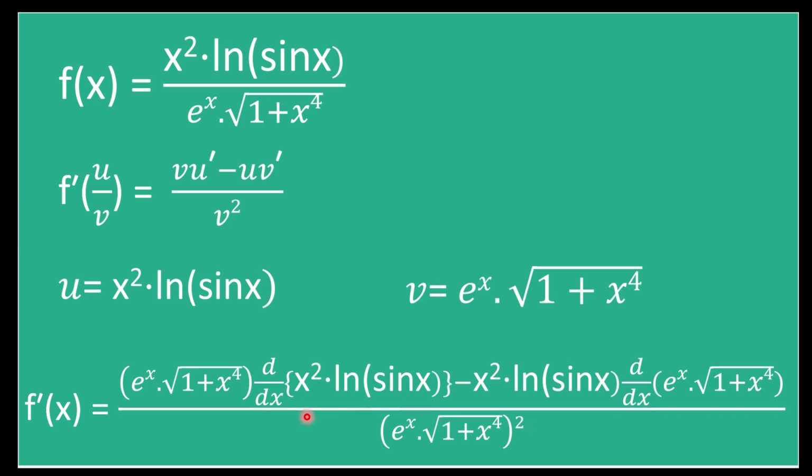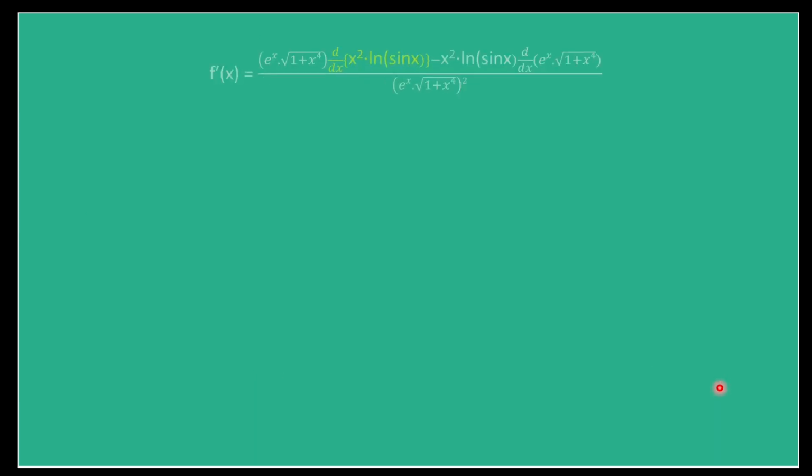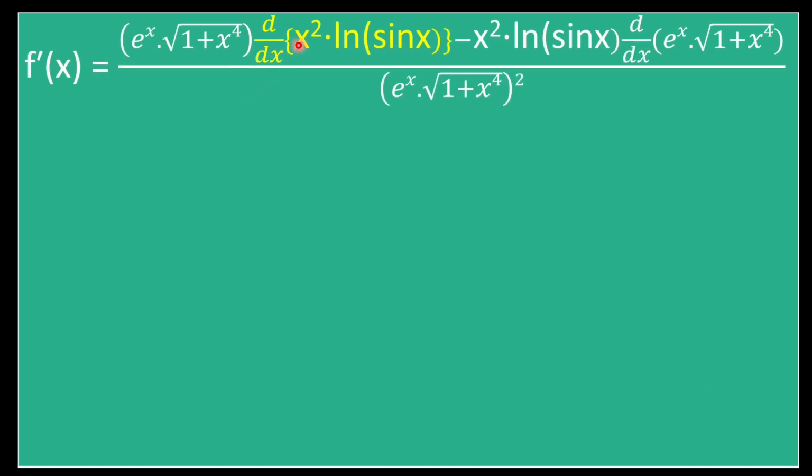And now in this equation, we will differentiate this term and this term separately. Then we will put the values of these two terms in this equation and solve. So let's move forward. Now we will differentiate this term, and then we will differentiate the other term.